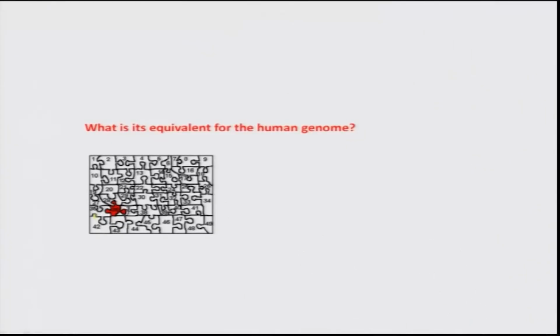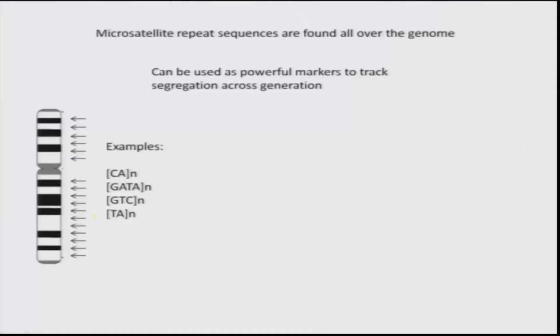So, what is the equivalent of the piece and the color in the human genome? These are nothing but repeat loci. In your genome, a large number of regions have repeat sequences, and these repeat sequences vary from one individual to another, and we use these as the piece as well as the color, and that is how we identify the disease gene. Let us look at how we use this. In all our chromosomes we have a large number of repeats, as I said. These are called microsatellite repeats.